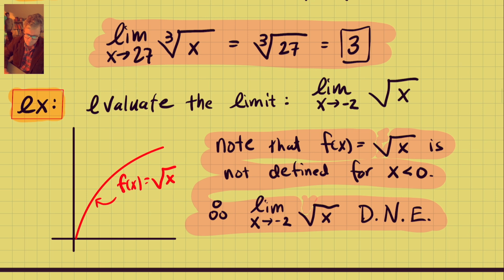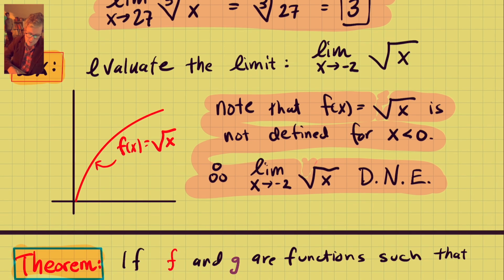Why can't I apply the theorem? Well, this would be the square root of -2, which would be like the square root of 2 times the square root of -1, which doesn't work. And beyond that, you can see the function isn't even defined over here at x equals -2. The square root of x is not defined for x less than 0. Therefore, the limit as x approaches -2 of the square root of x does not exist. Okay, very good. Hopefully that's clear. We've got to keep things real when we're dealing with limits.